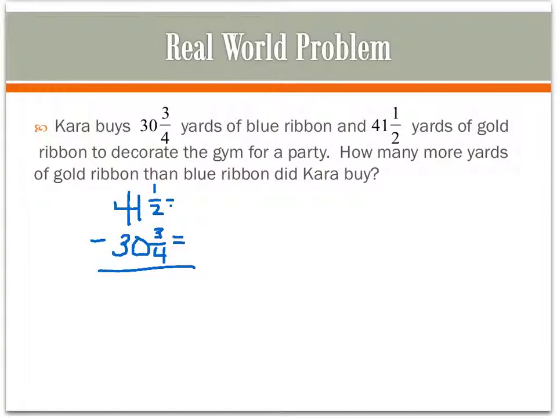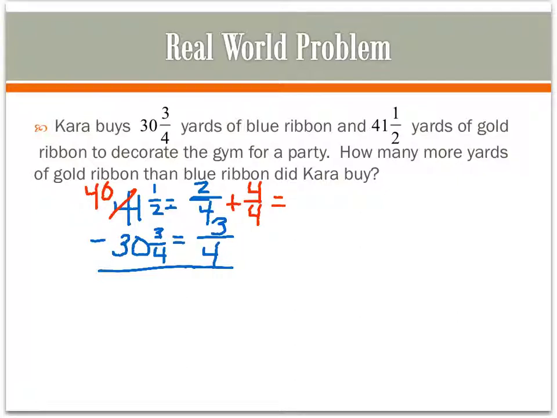Change the fractions to like denominators. We have denominator of 4, 2 and 4 have 4. That becomes 3/4, and that would be 2/4. Cannot take 3 from 2, so I need to borrow. So I'll borrow from the 41 and make that 40. And I'll add to it 4/4.